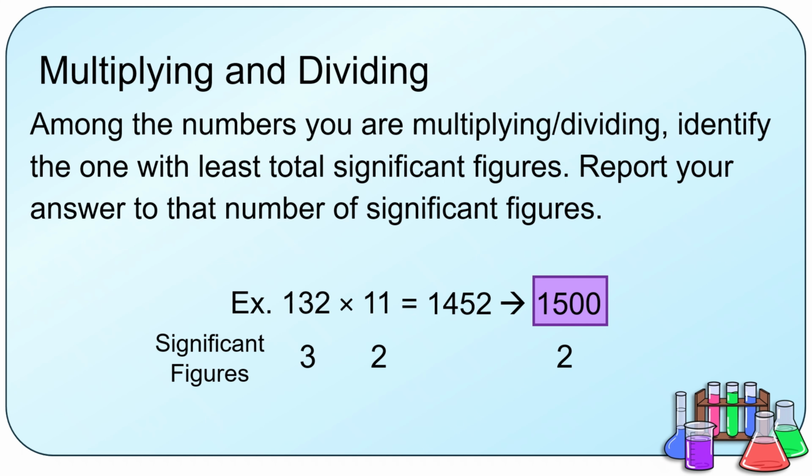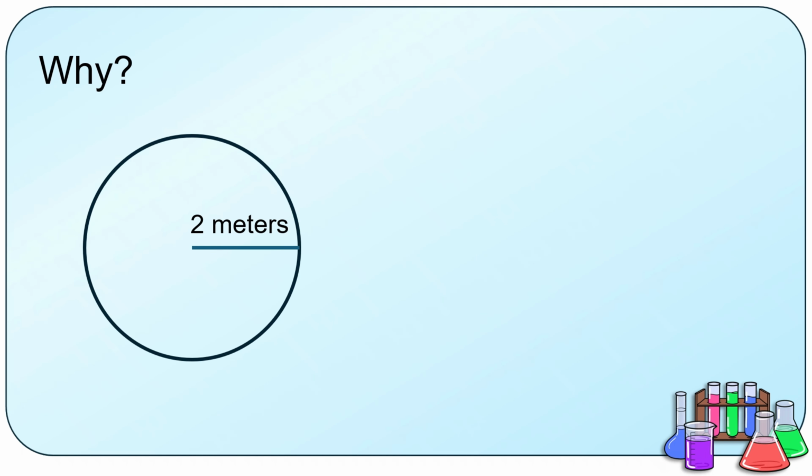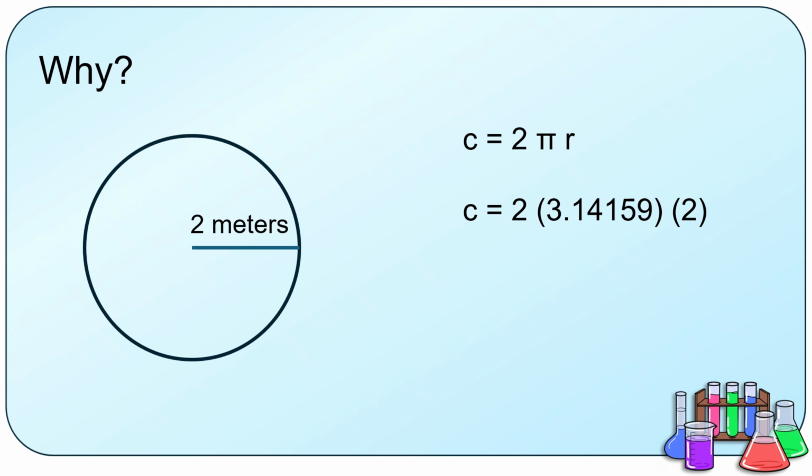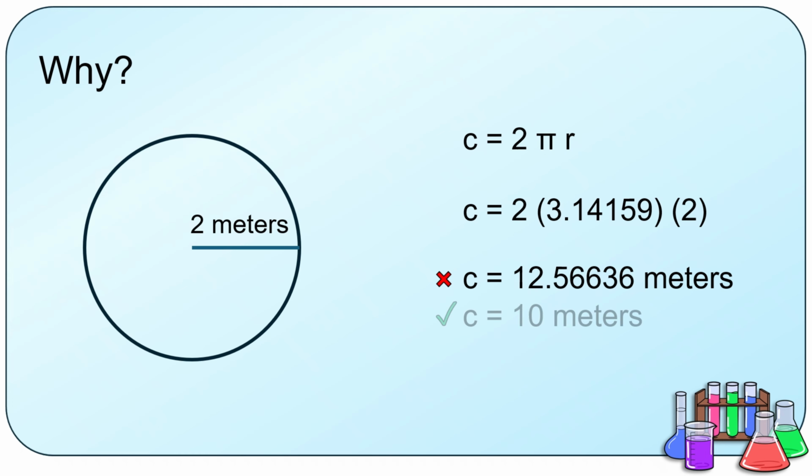Why do we do this? Imagine that you have a circle and its radius is 2 meters. Then you use the radius to find the circumference. The circumference of a circle is 2 pi r. Let's be fancy here and use a lot of decimal places for pi. Here's our circumference. Does that mean after multiplying by pi, we suddenly increased the precision of our measurement from 1 significant figure to 7 significant figures? No. Our original measurement has only 1 significant figure, so we're going to round our answer to just 1 significant figure and round this to 10 meters.